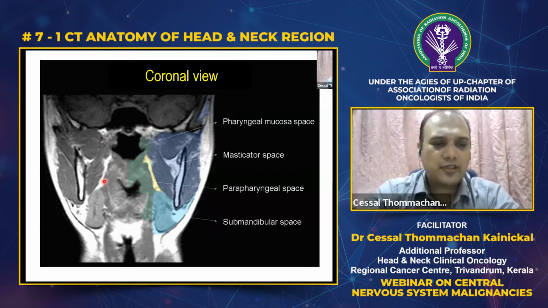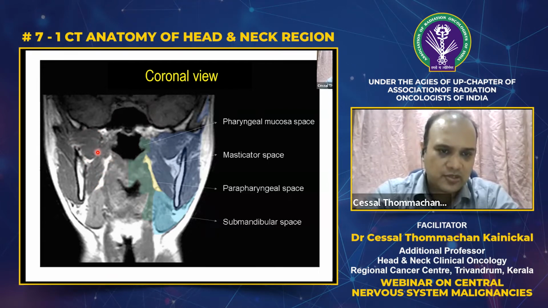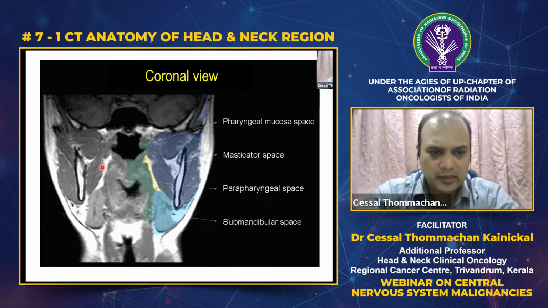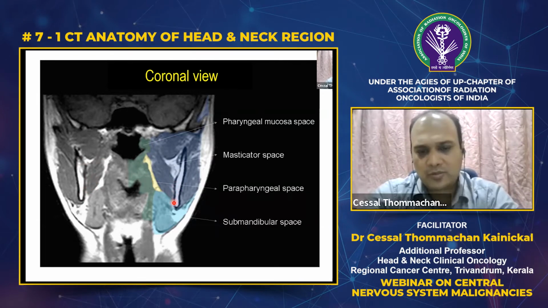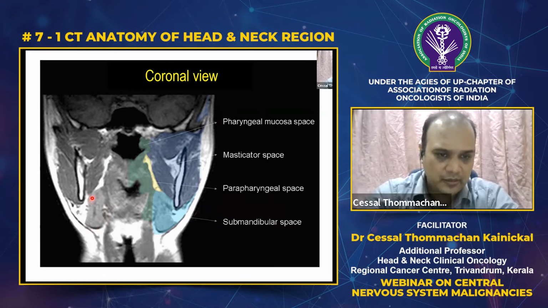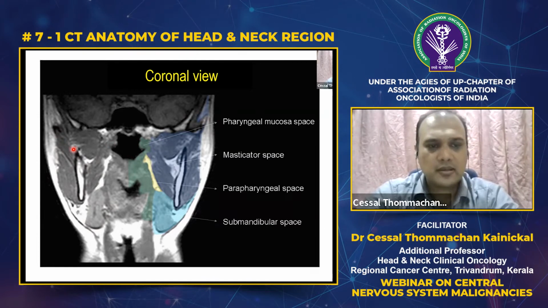Then this is the parapharyngeal space. And you have the lateral pterygoid muscle here. This is the medial pterygoid muscle. The lateral pterygoid muscle is inserted to the condylar process, and the medial pterygoid is inserted on the inner aspect of the mandible, the ramus at the level of the angle of the mandible. And this is the mandible, and this is the temporalis getting inserted into the coronoid process.